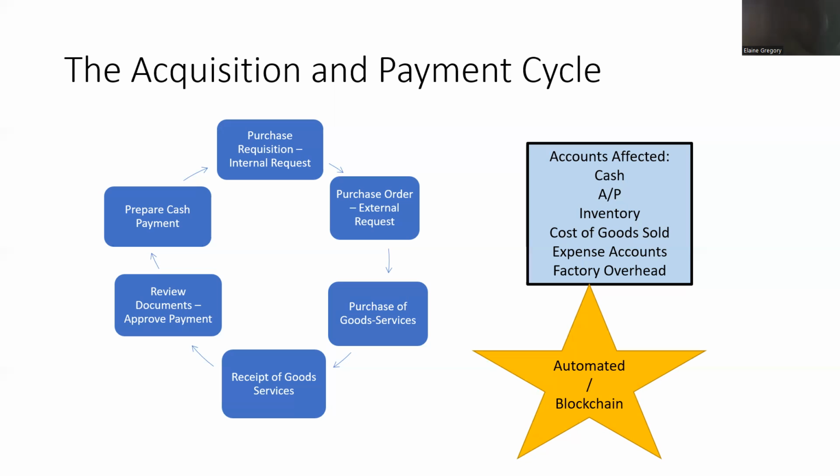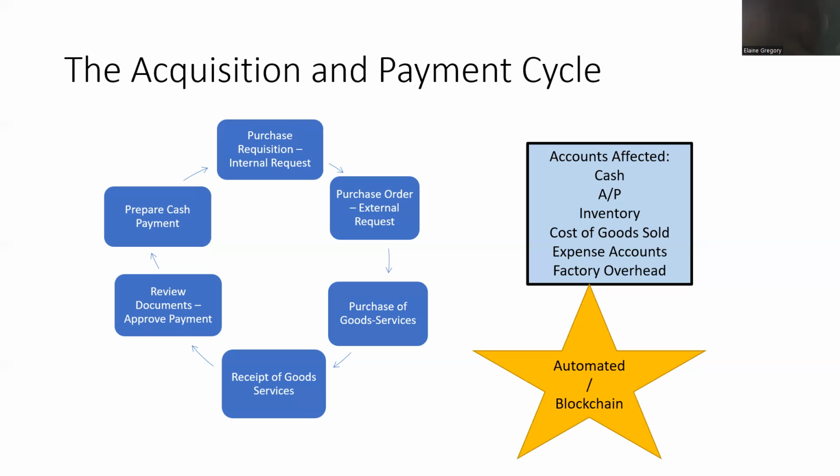We receive the goods and services into a company, and usually there is a receiving report that's signed off by someone in the shipping department who's received it. The documents then go to probably the finance accounting department, where they are put together and reviewed and approved for payment. And then the last step is the preparing of the cash payment.